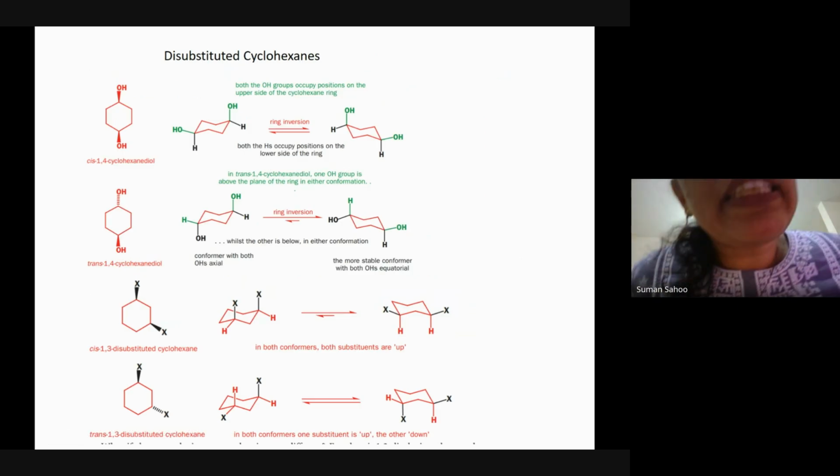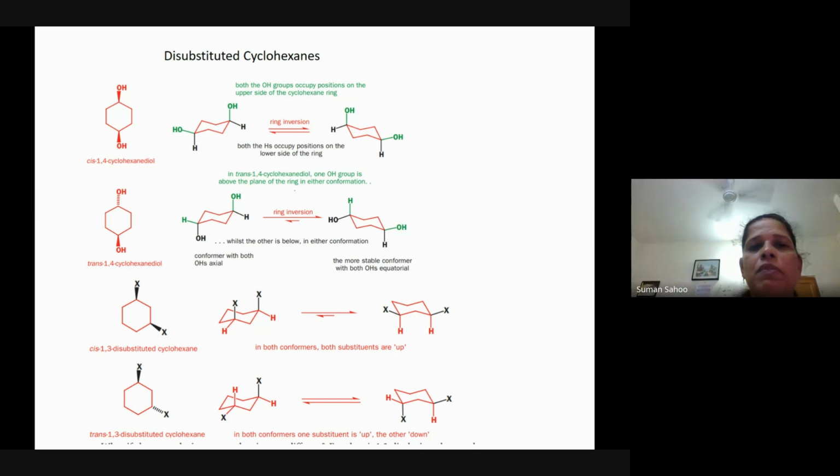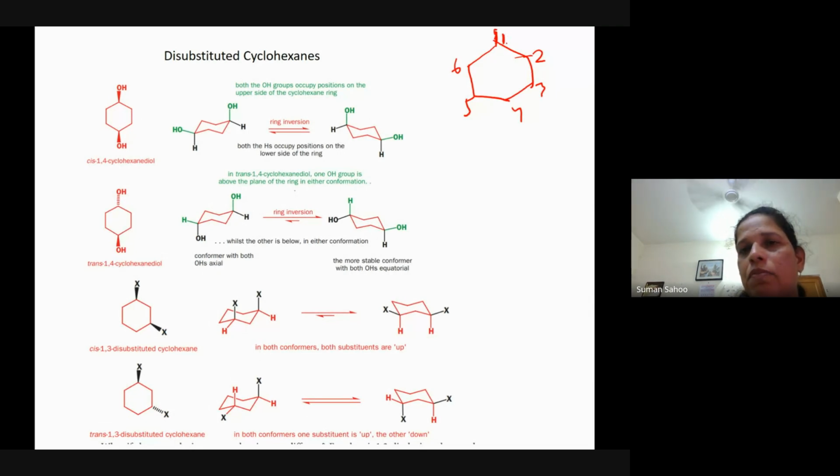There can be many types of di-substituted cyclohexane. Suppose we have a cyclohexane here, and I'm numbering it 1, 2, 3, 4, 5, 6. Now 2 and 6 are equivalent, 3 and 5 are equivalent, and 4 is unique. So now you can have different positions of your substituent. You can have 1,2, 1,3 and 1,4. You can have these three types of di-substitution.